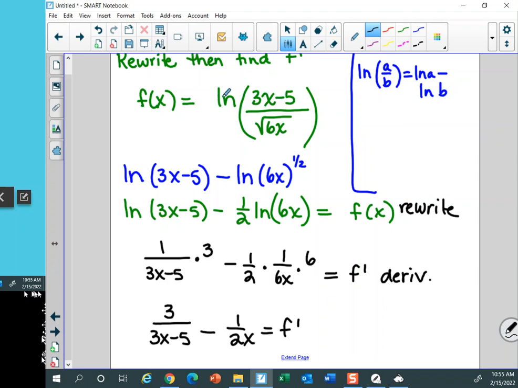Natural logs are only defined for positive numbers. So when I put a 1 in here for x, 3 minus 5 is -2 over root 6. That's a negative number. This function is not defined there. So if we were going to graph this function, we wouldn't even see it, wouldn't even have a point at 1. So that was not a good choice.